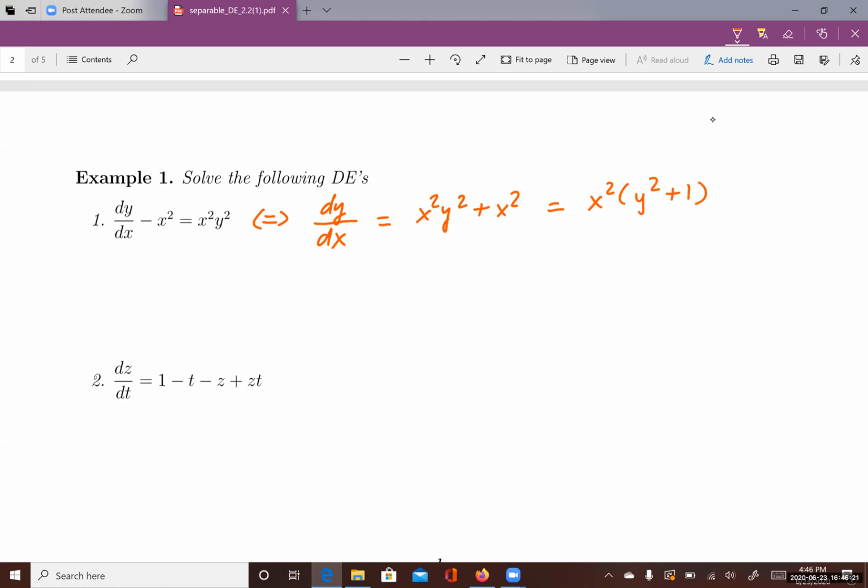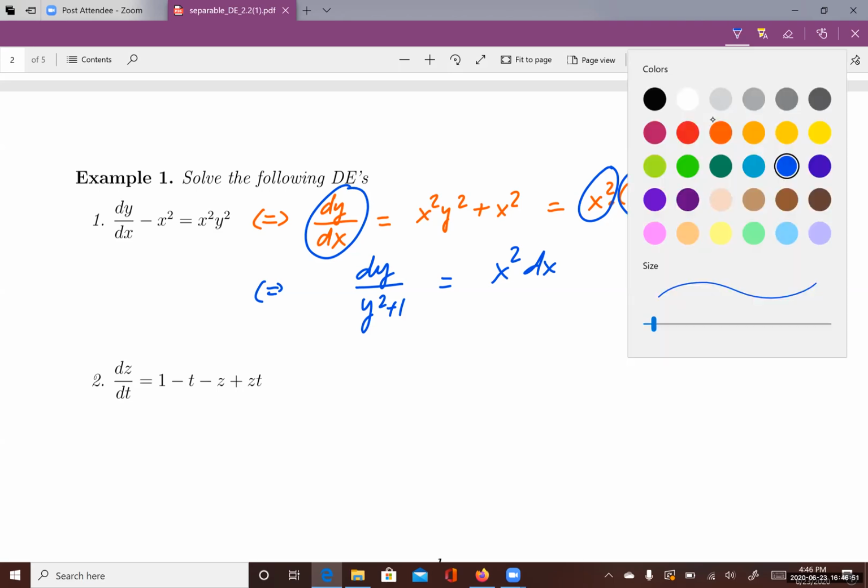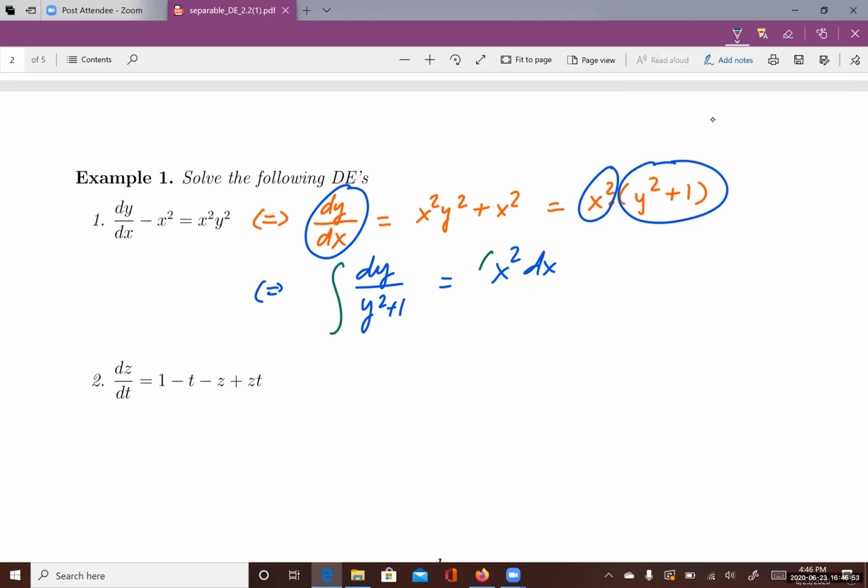Now we have dy over dx on one side. We have a function of x and a function of y, and they are multiplied together. The next step is we move this function of y to the left side, and we move dx to the right side. And you can see that at this point we can integrate both sides.